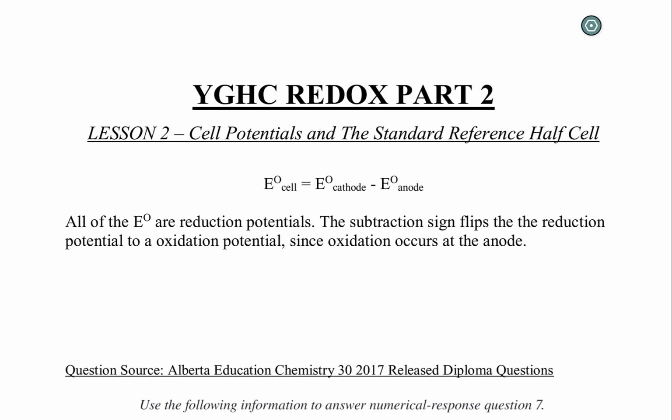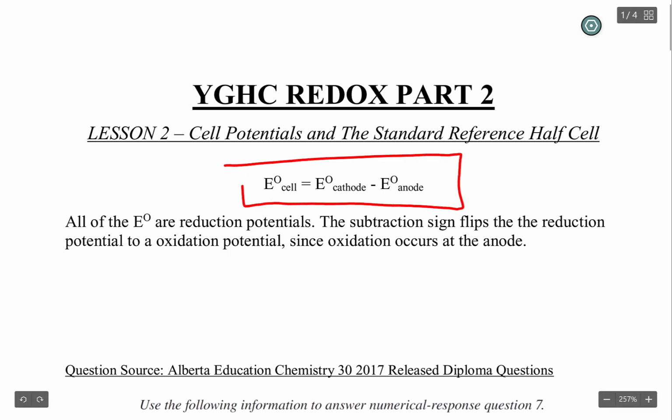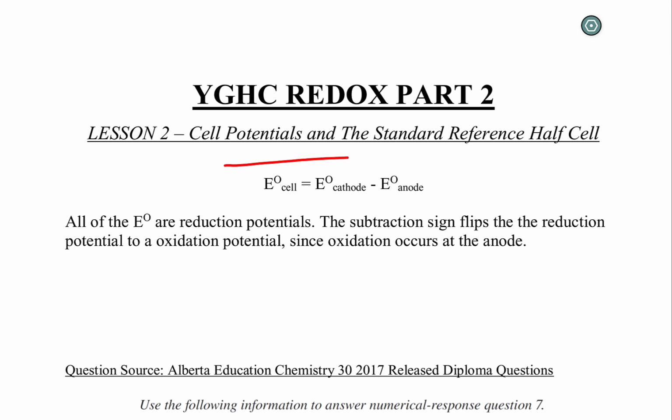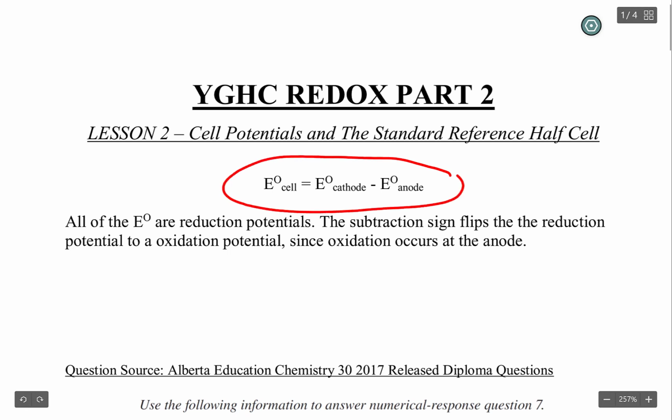Okay, but the first thing I want to do is just quickly review this equation here, which allows us to calculate the electric potential of the cell. This is something that you do have to memorize. So the electric potential of the cell is equal to the reduction potential at the cathode minus the reduction potential at the anode. So it's obvious that we have to figure out what the anode and cathode are first in the question before we can apply using this equation.